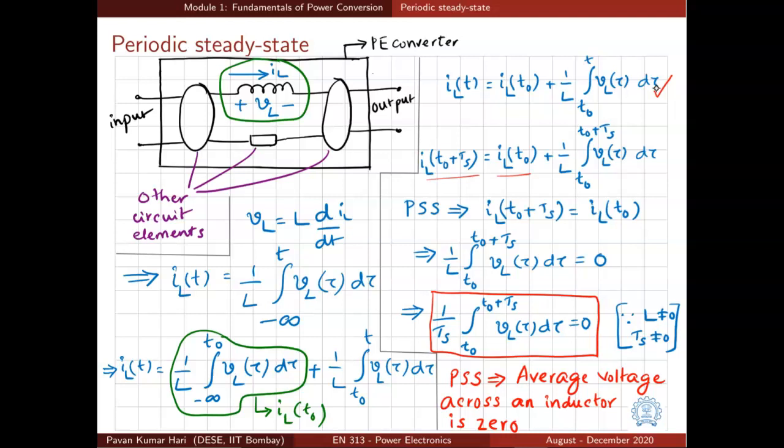And the values of L and Ts are non-zero. So instead of 1 by L, we can actually write 1 by Ts, that is, multiplying by Ts and dividing by Ts. We can say that 1 by Ts integral t naught to t naught plus Ts VL of tau d tau is equal to 0. So what does this mean? This is nothing but the average value of the inductor voltage VL. So we can conclude that in periodic steady state, the average voltage across an inductor is 0. This is a very useful result which we can apply to evaluate different voltage waveforms in a power electronic circuit.